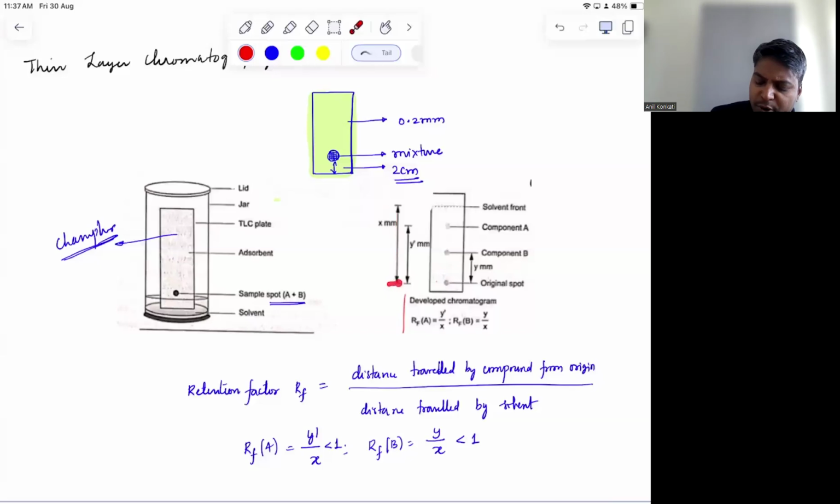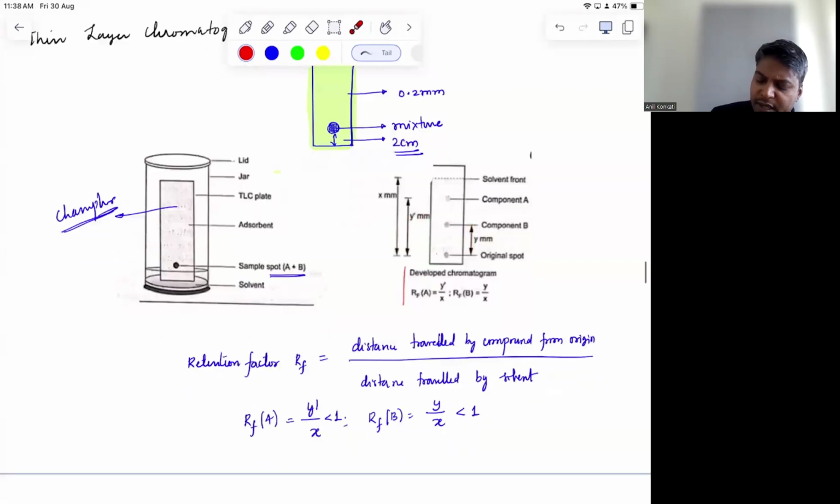From the spot onwards, the solvent is maximum going up to x, and this dot is only going up to y distance. You will see that x and y is the distance which they have traveled. X is traveled by solvent. Y is traveled by the spot. While it is traveling, one component will travel up to this spot, and one component will travel up to this spot, which is y dash distance here. This is y and y dash.